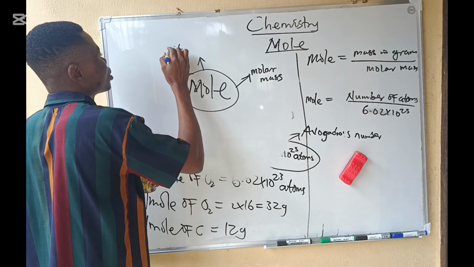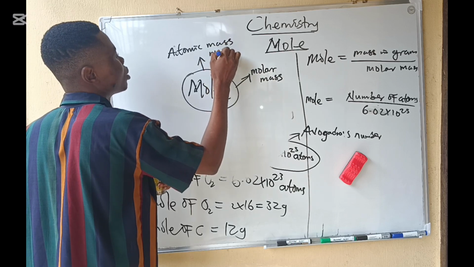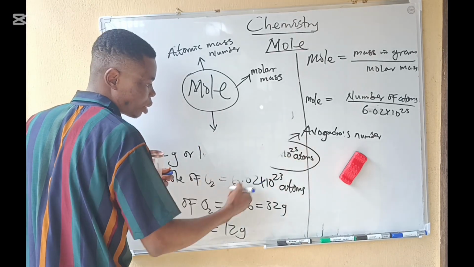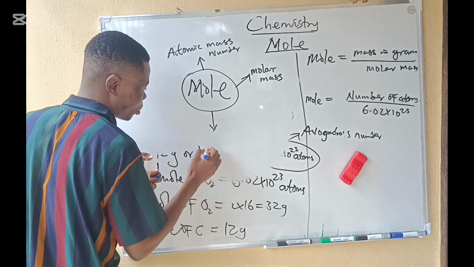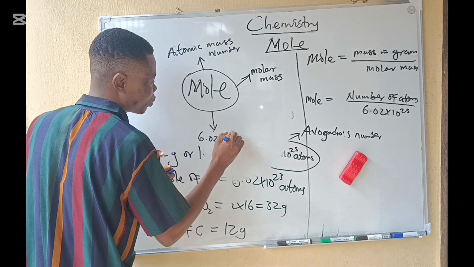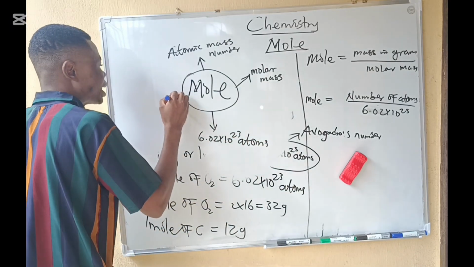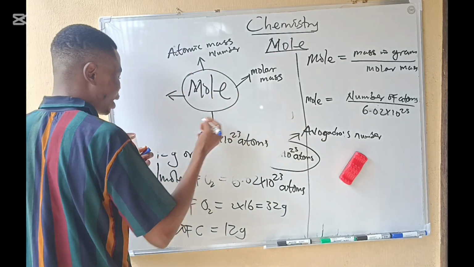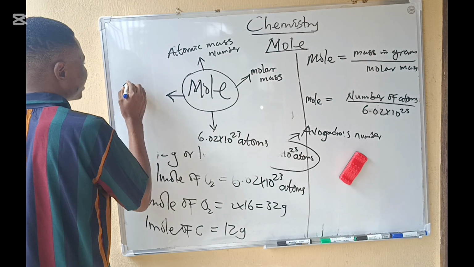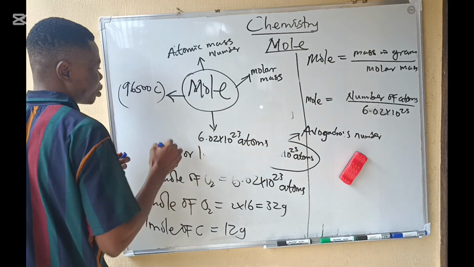This one mole will also give you Avogadro's number, which is 6.02 times 10 raised to the power of 23 atoms. This one mole will also give you that. And under electricity, 1 mole of a substance, of an element under electrolysis, will give you 96,500 coulombs.